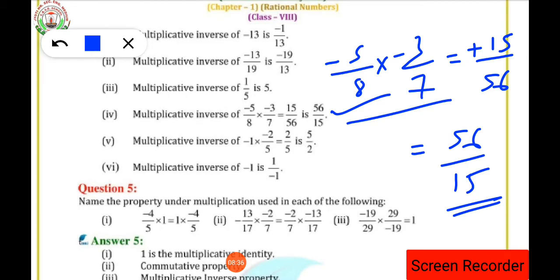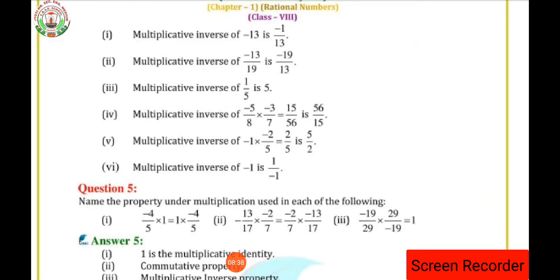Have you understood? In the same way, for the next we are having minus 1 into minus 2 by 5, which is equal to minus 1 into minus 2. Minus will become plus. 1 into 2 will be 2. So 2 by 5. First we have to simplify this expression so that we will get the result as 2 by 5.